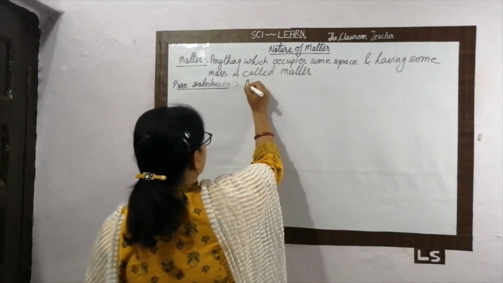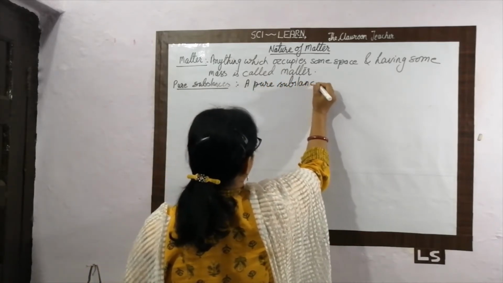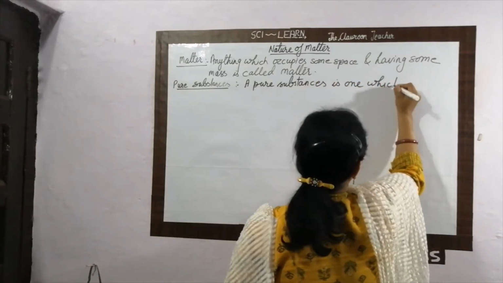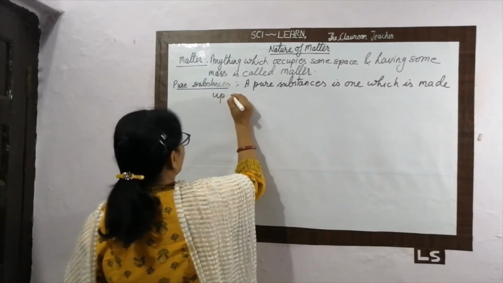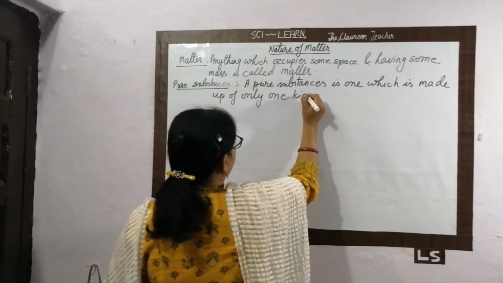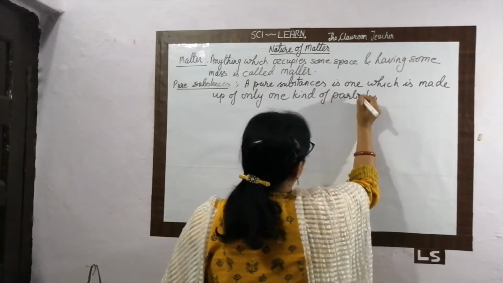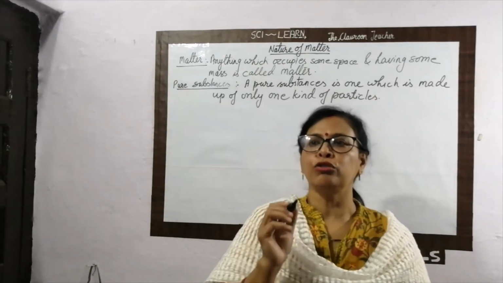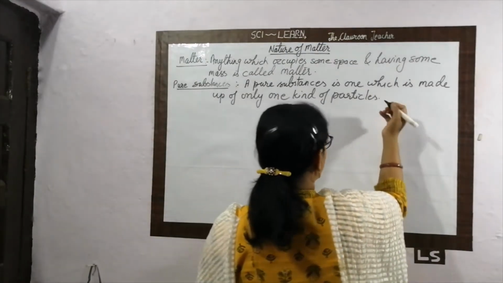So a pure substance is one which is made up of only one kind of particle. There is no mixing of other particles. One type of particle combined together forms the pure substance.